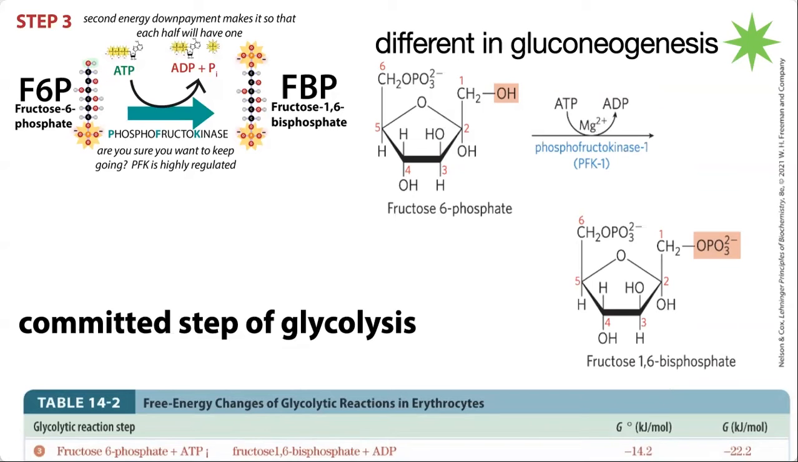It has a very large negative delta G, minus 22.2 kilojoules per mole in erythrocytes. And so this is why we're going to need to take a different path if we want to reverse it in the case of gluconeogenesis. And we'll talk about that in a minute.